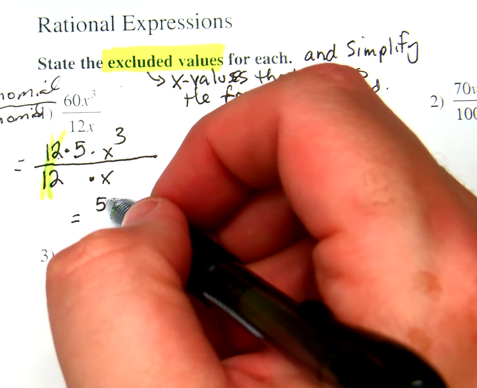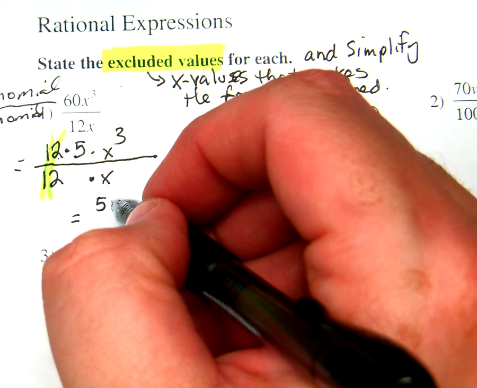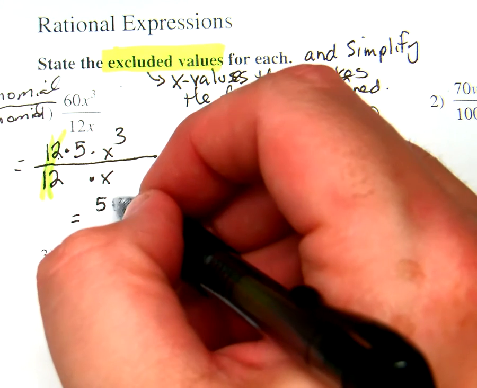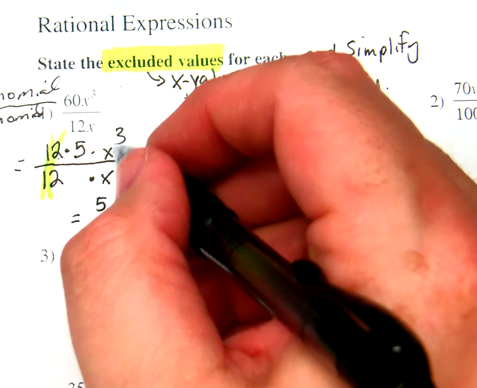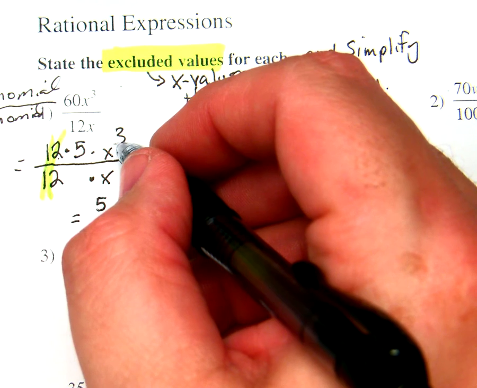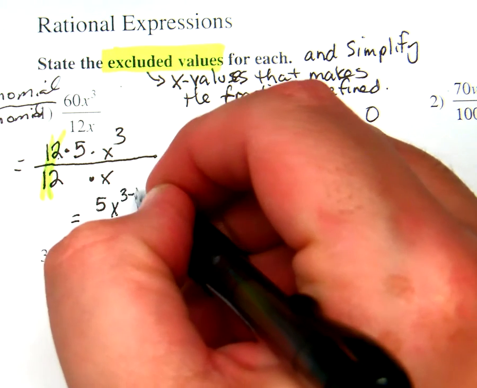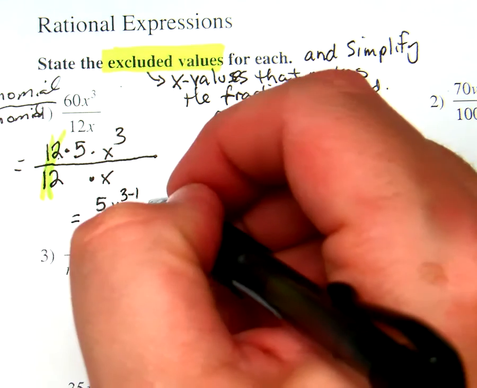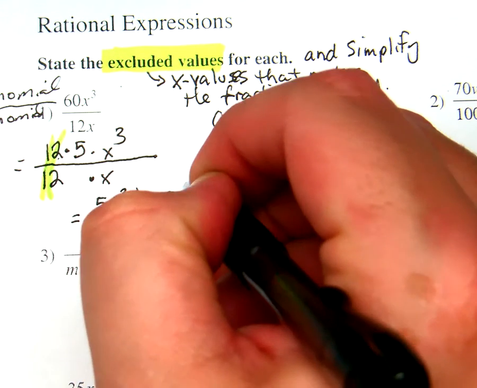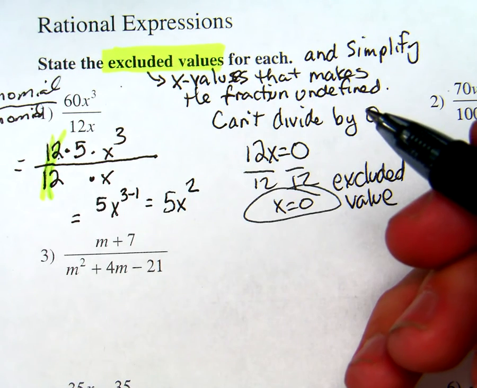It's 2 x's in the top, right? So you could have done that. You could have said, all right, it's top heavy by 2, so I'd get an x squared. Or you could have said x to the 3 minus 1, because that's our property. But either way, you're going to get 5x squared as your answer.